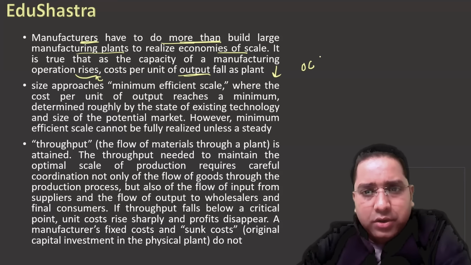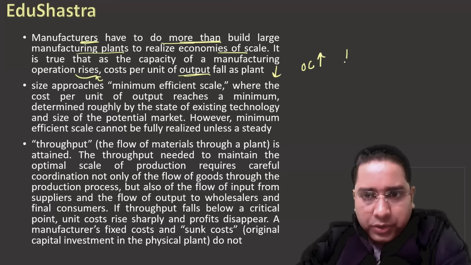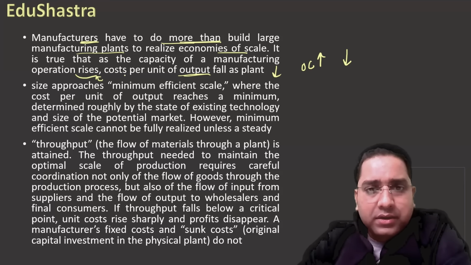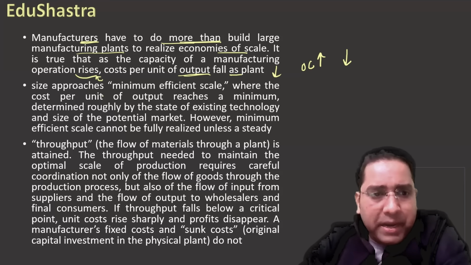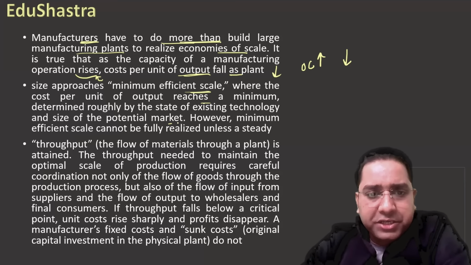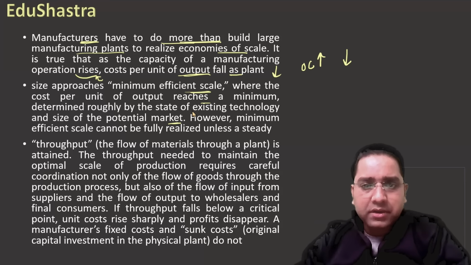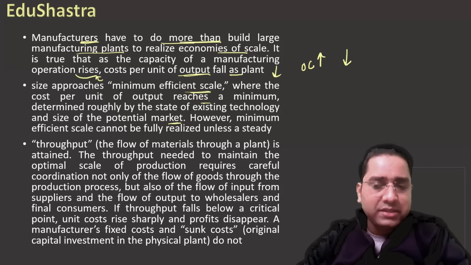So when the operational capacity rises, what happens then? Cost per unit of output declines, right? As plant size approaches minimum efficient scale, where the cost per unit of output reaches a minimum determined roughly by the stake of existing technology and size of the potential market. Can you please tell me till here what has been discussed, what is given in the passage?